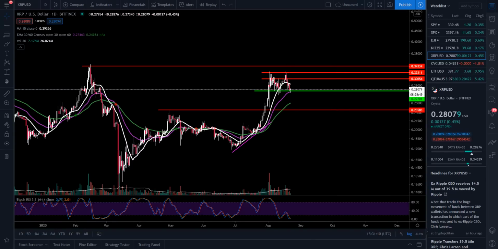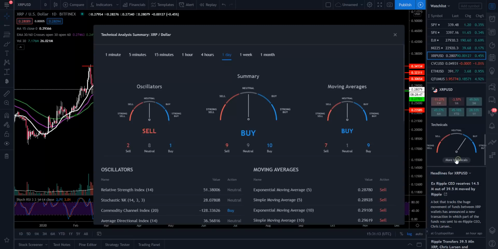We are in oversold conditions. We're at 2.77 and 3. If we take a look at our technicals here, we're at 9 sell, 9 neutral, 10 buy. Oscillators 2 sell, 8 neutral, 1 buy. Moving averages 7 sell, 1 neutral, 9 buy.